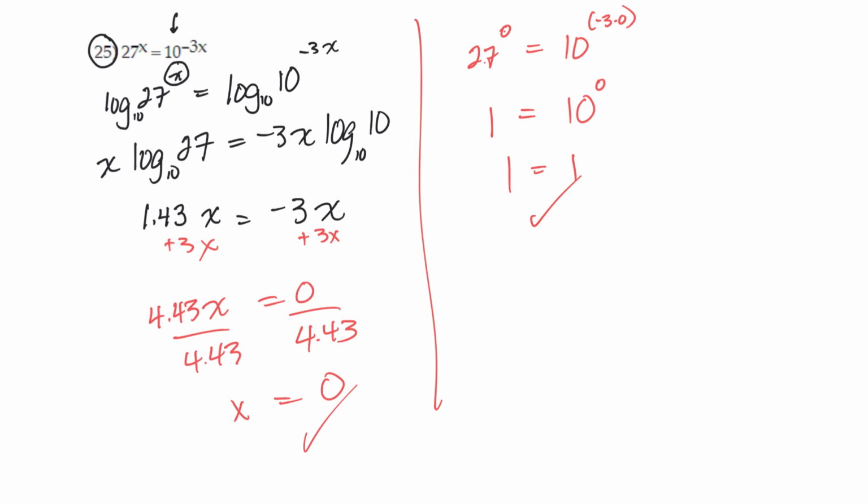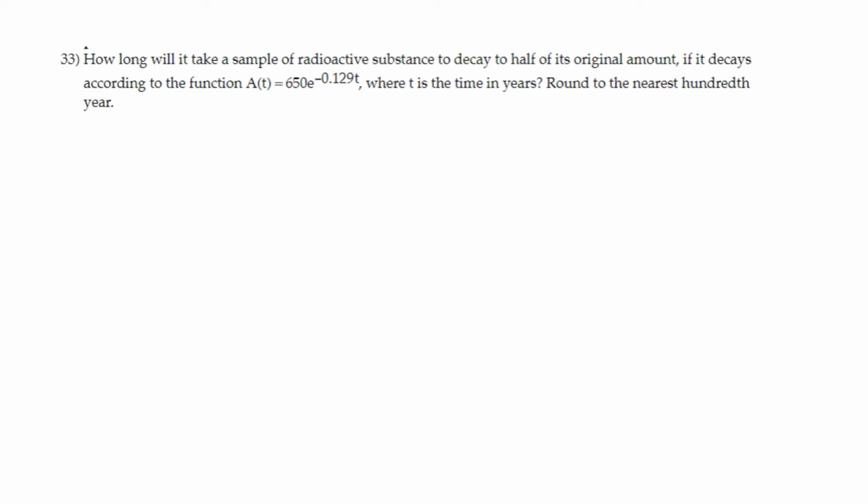Let's try a couple more. How long will it take a sample of radioactive substance to decay to half its original amount if it decays according to this function, where t is the time in years rounded to the nearest hundredth? And they want to know when it's going to decay to half of its original amount. Well, this is sort of written in this form. We have P of t is equal to P0 e to the k times t, right? And so this number here is probably the initial amount. That's 650, because that's what a P0 is. And that's in that slot, right?